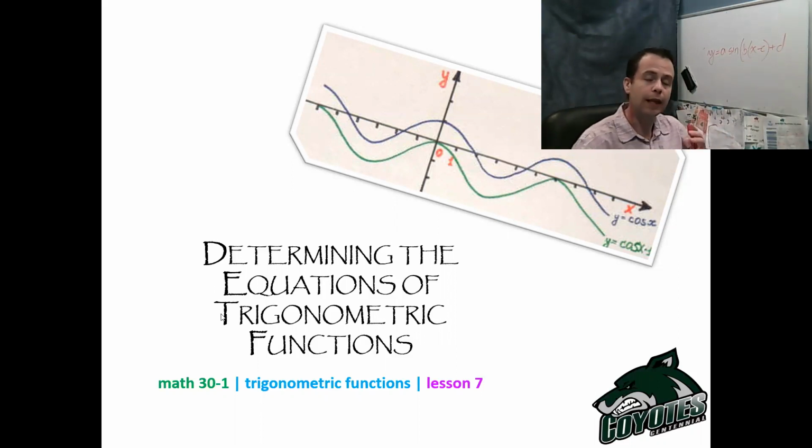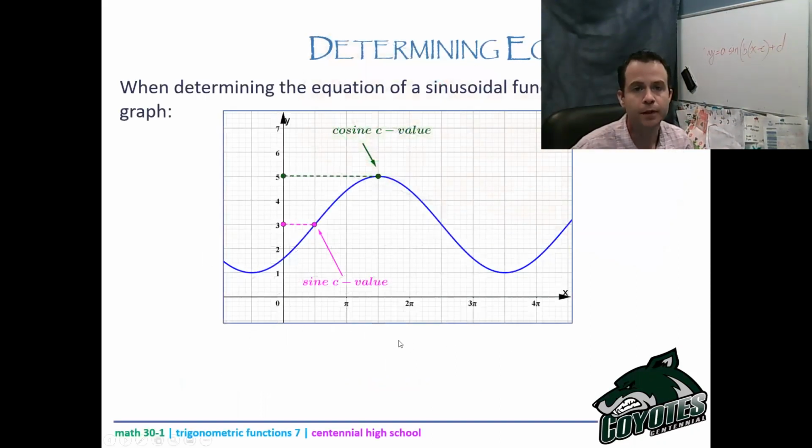So in the last two lessons, what we've done is we've taken a look at actually trying to draw those graphs. This third lesson, we're actually now going to go backwards. We're going to give you the graph and you have to try and come up with the equation. So if you take a look at your book, and we'll get started here.